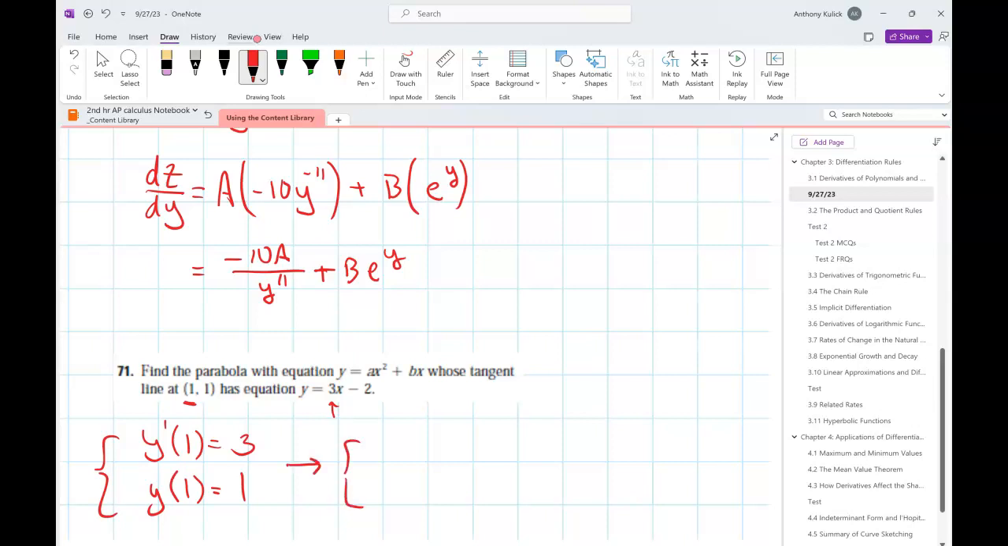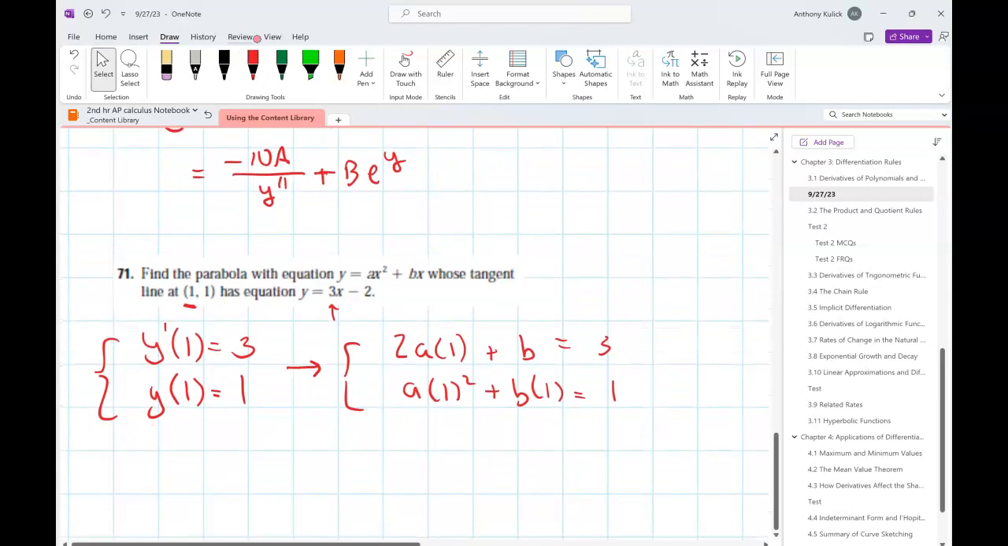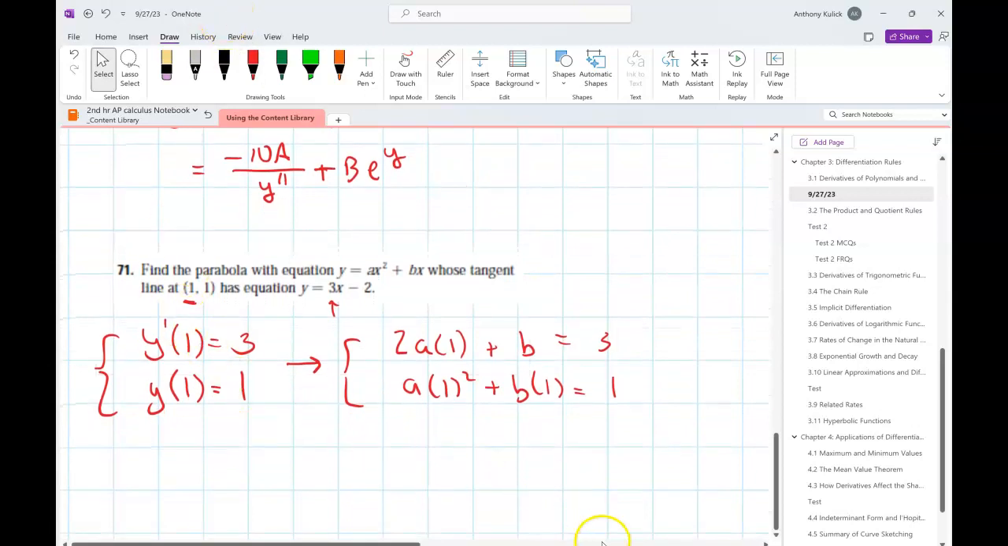So y prime is going to be 2ax. I should say, instead of x, though, it's going to be 1. And then plus b, and that has to equal 3. And then y of 1 is going to be a times 1 squared plus b times 1 should equal 1. And now I'm just going to solve the system. So how would I solve this system?